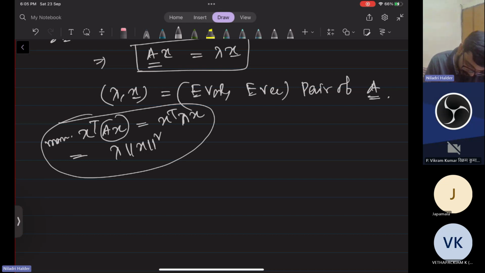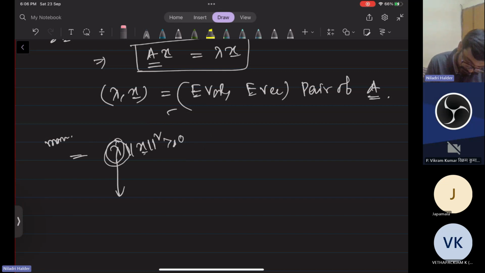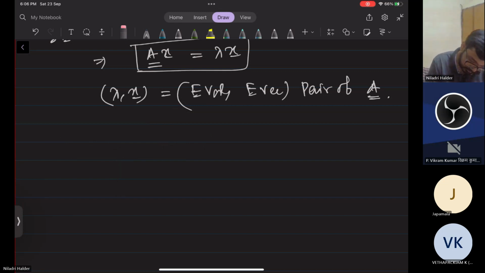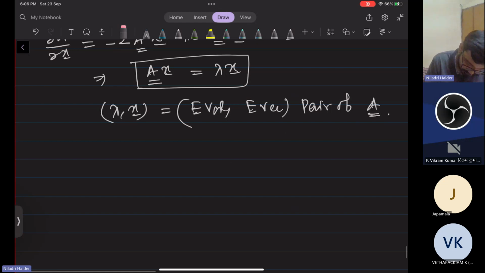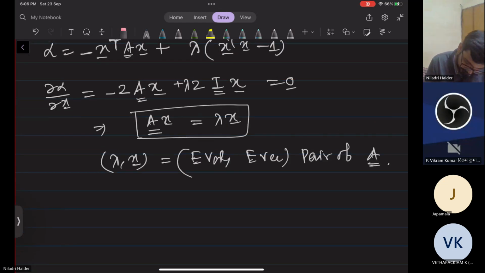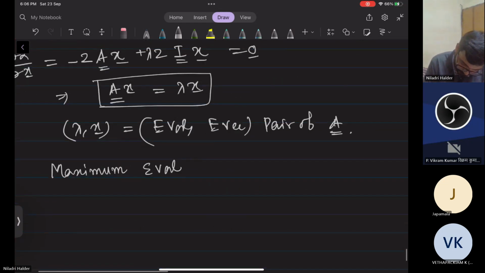So this is the eigenvector, that's why it's always greater than 0. So this lambda is the eigenvalue. Maximizing this thing is the same as maximizing this lambda. That means we need to maximize the eigenvalue of A. So the solution will be the maximum eigenvalue of A, equal to lambda max.